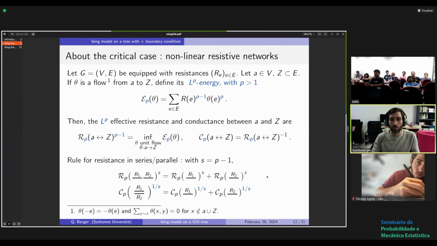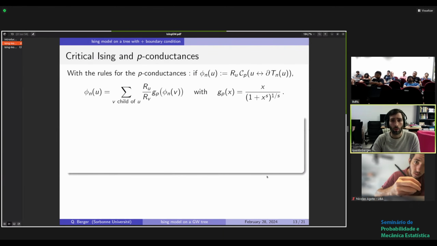Okay, so that's maybe a heavy definition, and if you're not familiar with resistive networks, it might be coming out of nowhere. But if you are familiar with resistive networks, it's not much of a difference. So why is this related to the Ising model on the tree? Because of the following. This is actually an observation made by Pimentel and Paris in 2010.